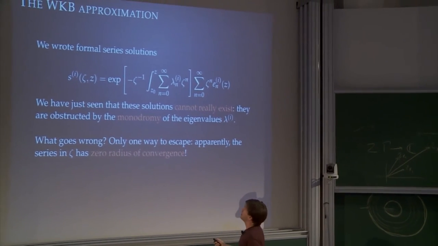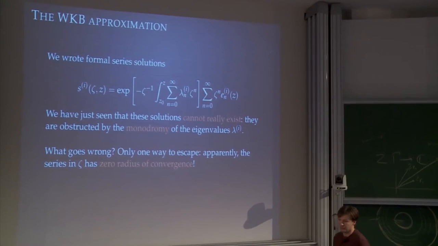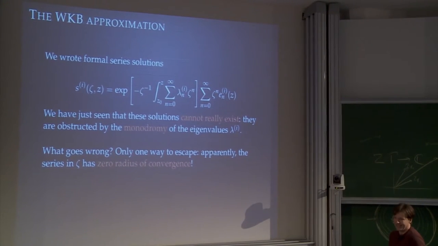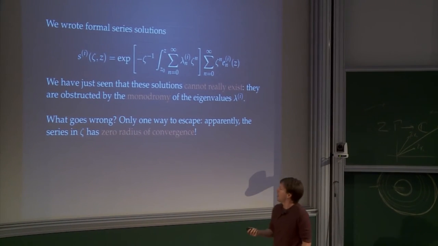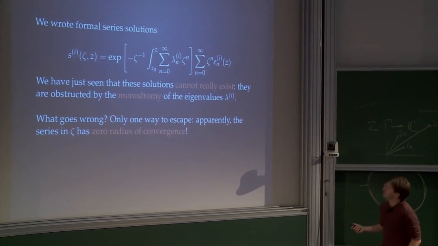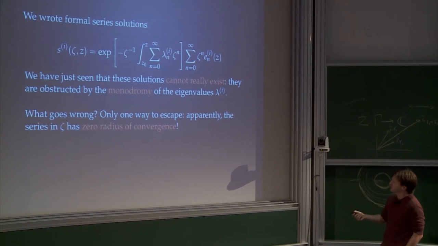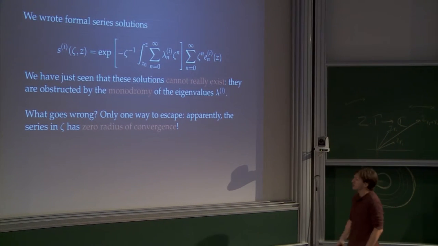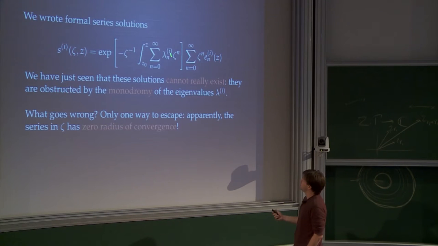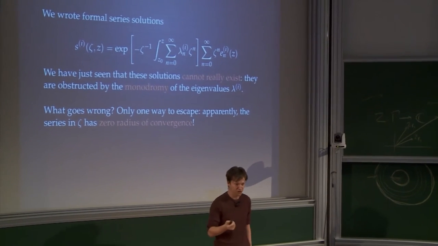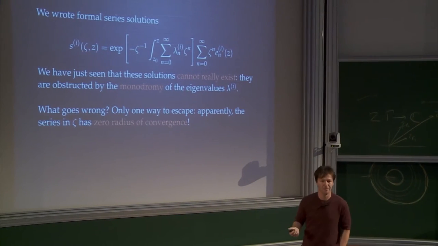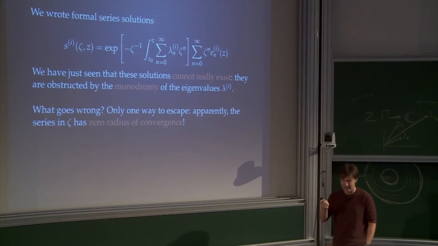So what went wrong? We wrote these formal series solutions, and we've just seen that they can't actually exist, because of this obstruction from the monodromy. But they're defined by a totally reasonable procedure. The only thing that can go wrong is that this series that we wrote is really only a formal series. So the series has zero radius of convergence. Formally it's fine, but actually it is not fine. It has this problem.